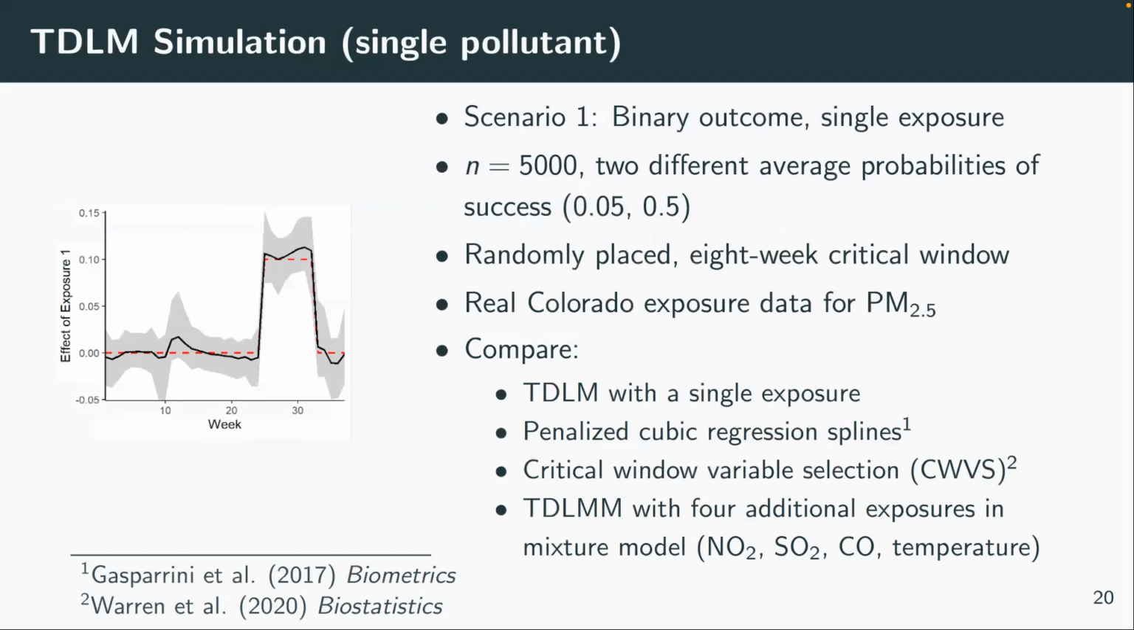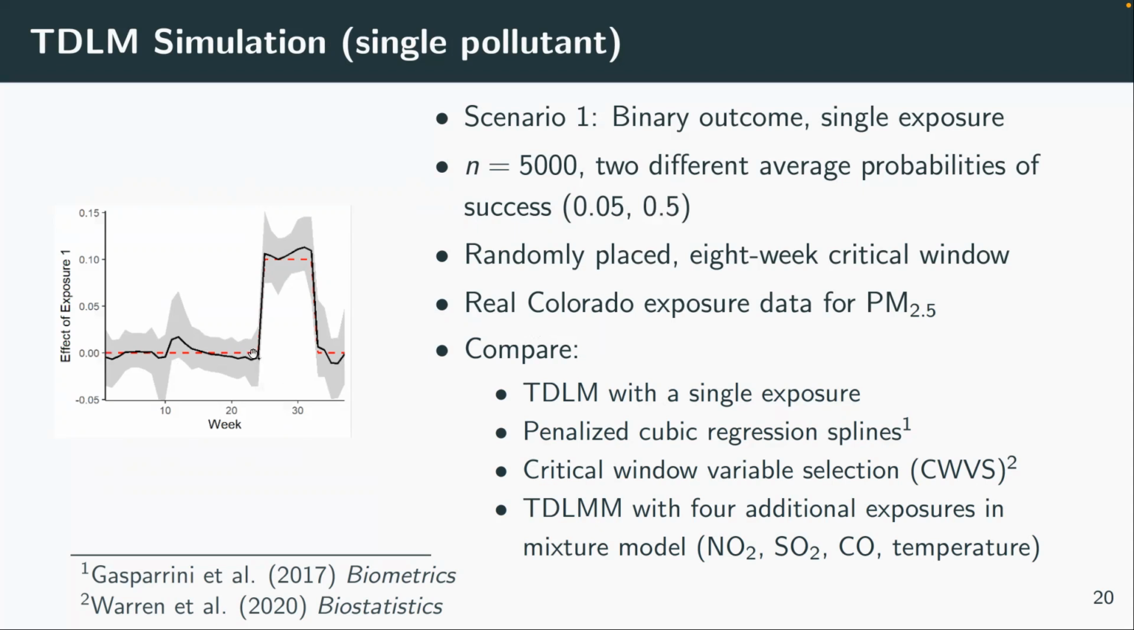So we tested this out in some simulations, and I'll show you two of them. This first one is for a single pollutant model. So we're really testing out the tree distributed lag model to see how that does. In this case, we used a binary outcome with a single exposure. And we chose binary because some of the competing methods only had code available for a binary outcome. We used a sample size of 5,000, and we tried two probabilities of success. So 0.5, which is our easier setting, and then our rare outcome setting, 0.05, which is a harder one to estimate.